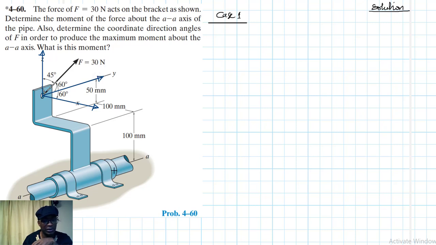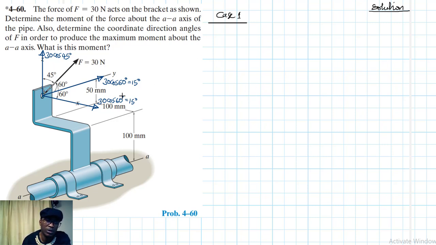All right. So what do we have? We have 30 there, cos 60, which is just equal to 15. We have 30 there, cos 60, which is also just equal to 15. Then we have 30 there, cos 45. Alright.